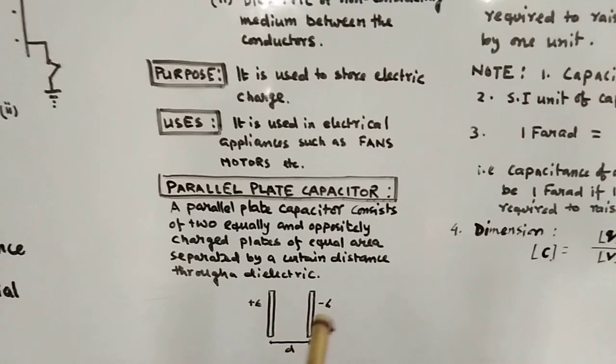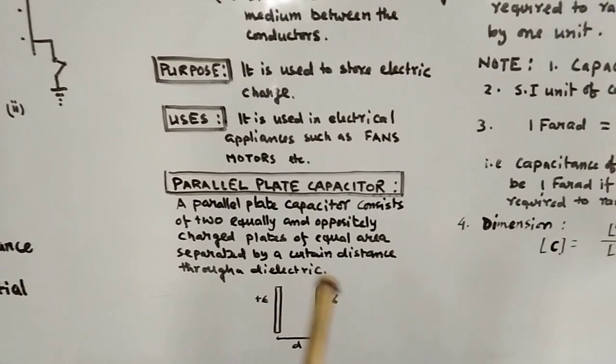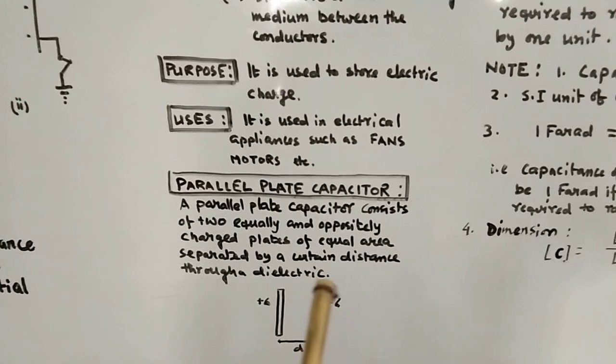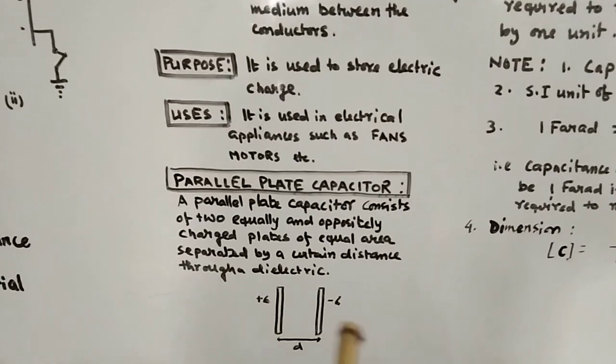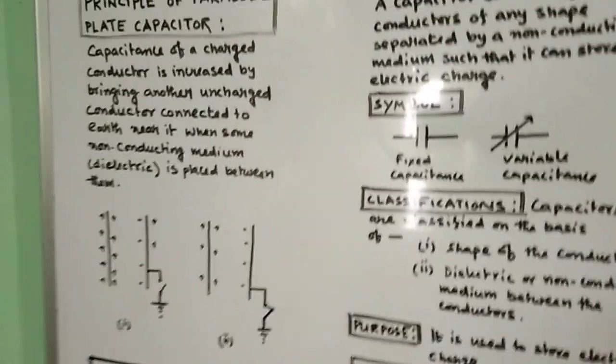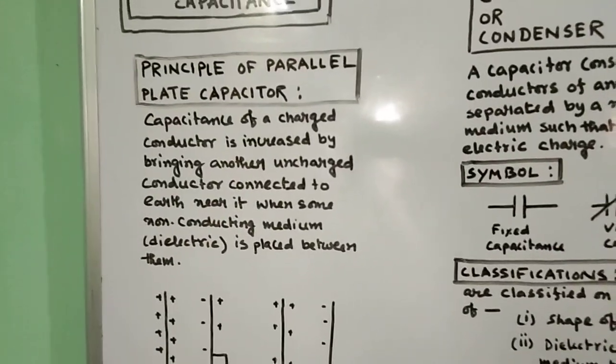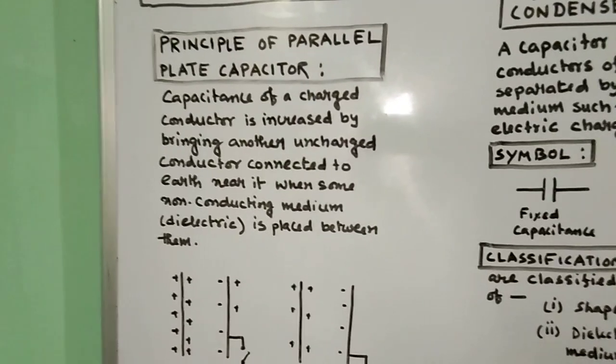and oppositely charged. So this is your charge density plus sigma and this is your minus sigma. So this combination can be defined as your parallel plate capacitor because the plates are parallel. Now let me go to this important topic because we are going to use it afterwards: the principle of parallel plate capacitor. Now what is that?